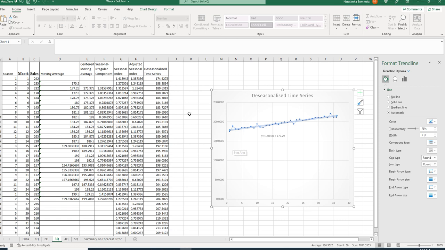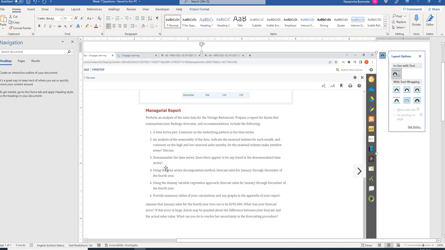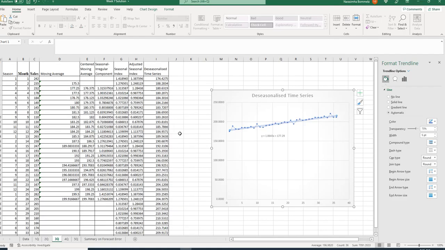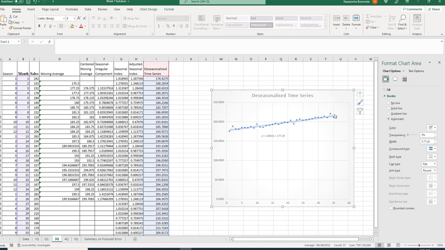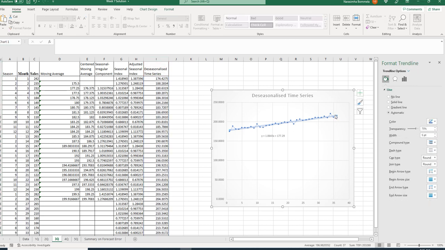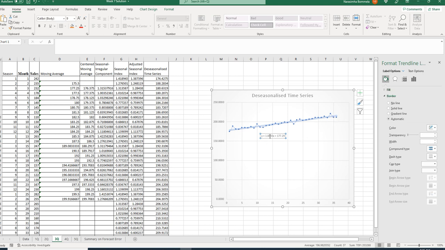Understood? The ultimate conclusion that we have to make for this third question is, does there appear to be any trend in the deseasonalized time series? This is the deseasonalized time series. For this we have created this graph, and we try to create a trend line, and this trend line has a regression equation, which clearly explains that there is a positive trend. You can see that the graph is increasing, so it explains that there is a positive trend in the deseasonalized time series.